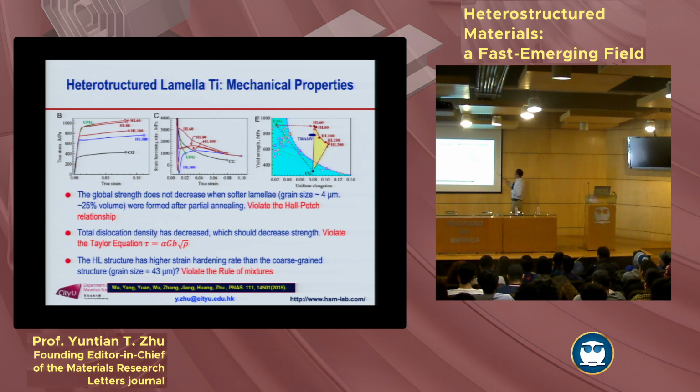So this is for coarse-grained titanium. That's for ultrafine-grained titanium. For heterostructured titanium, you get these data points. The strength is similar to ultrafine-grained titanium. The ductility is even higher than coarse-grained titanium. So we thought, well, this is great. We wrote a paper and we tried to publish it.